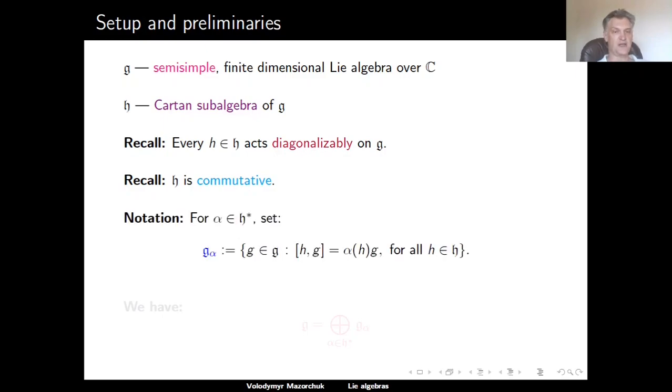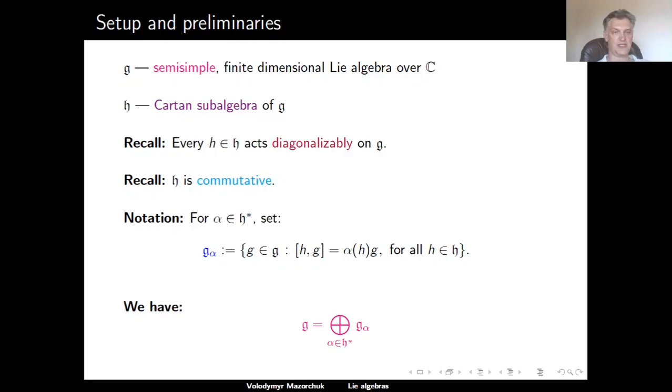For any linear functional alpha on H, we denote by G sub alpha the set of all elements g in G which have the following property. The bracket of h with g is equal to alpha of h times g for any element h in H. In other words, G sub alpha is the set of common eigenvectors for the elements in the Cartan subalgebra with the eigenvalues prescribed by the linear functional alpha.